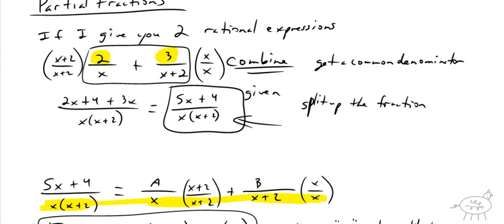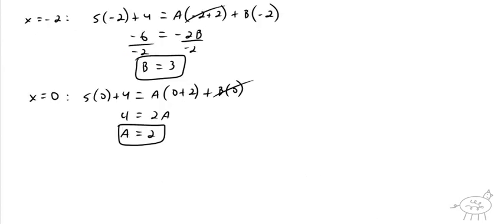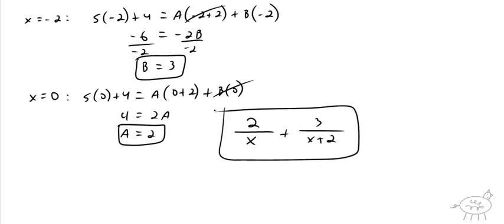Okay, so we can basically write our answer now. Let's go down here again. I can write it as 2 over x plus 3 over x plus 2. And that's it. That's a partial fraction. It's broken up into what we originally got. Okay? So I got a couple more examples I want to do with you guys. It's pretty easy.